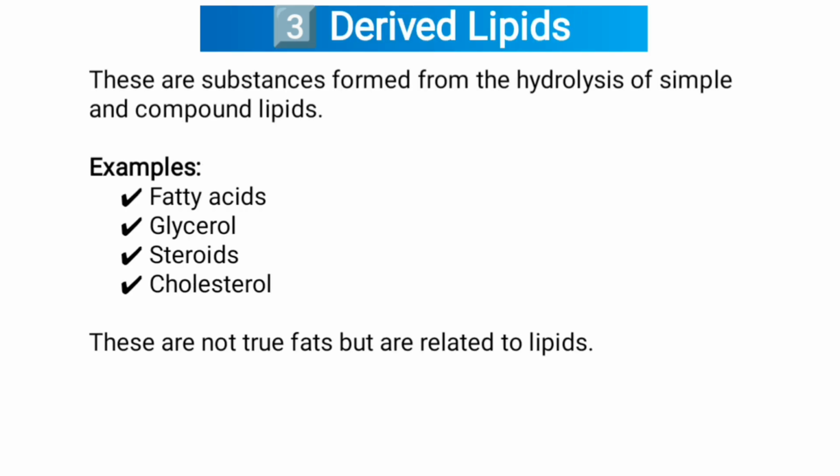Third one, derived lipids. These are substances formed from hydrolysis of simple and compound lipids. Examples: fatty acids, glycerol, steroids, cholesterol. These are not true fats but are related to lipids.